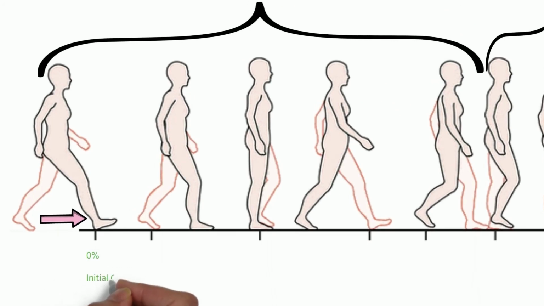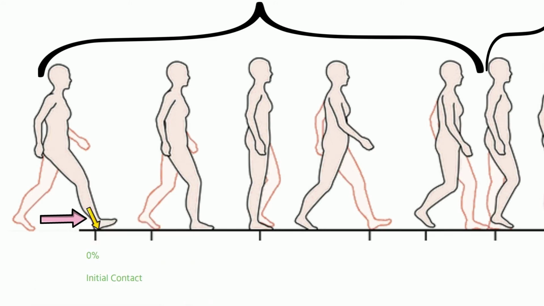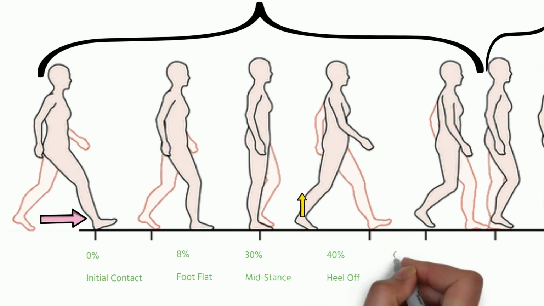The first event is initial contact. It marks the beginning of the total gait cycle. The main goal of this event is to establish the foot's contact with the ground. The foot flat at 8% is an event where the full plantar surface of the foot contacts the ground. Mid-stance at 30% is when the femur is directly over the standing foot. Heel off at 40% marks a period when the heel lifts off the ground. And toe off at 60% is a period when the toe leaves the ground.